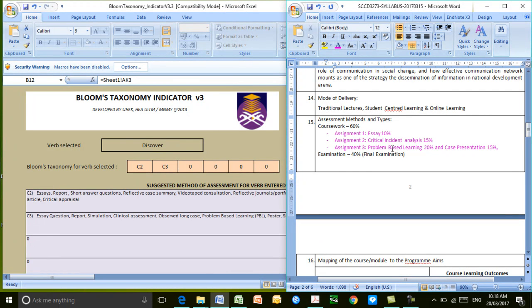Okay, so this is how the Bloom taxonomy indicator tool assists us in preparing the outcome-based syllabus, right? So I hope that you are now very clear on how to use the Bloom taxonomy indicators, and I wish that after this it gives you better ideas on how these Bloom taxonomy indicators help us. Okay, so that's all for my presentation on this tutorial 2.